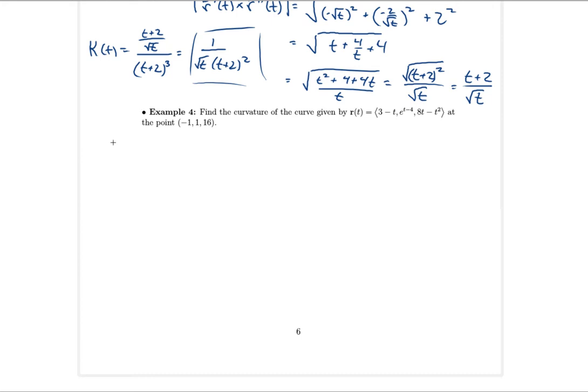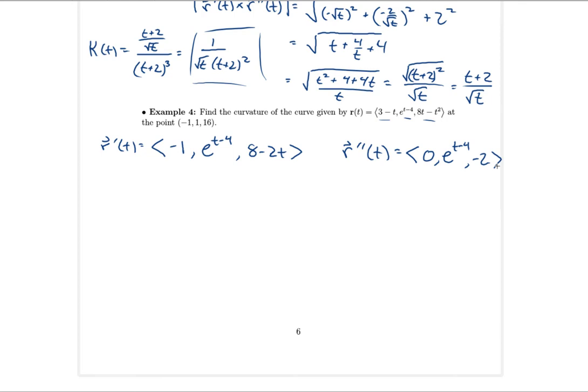So we know that we need to figure out, right, what is r prime. So as I look at my components here, r prime is negative 1 in the x. It is e to the t minus 4, right? The chain rule doesn't yield anything other than 1 when we take the derivative here. And then 8 minus 2t. So there's my r prime. r double prime of t is equal to 0, e to the t minus 4, and then negative 2.